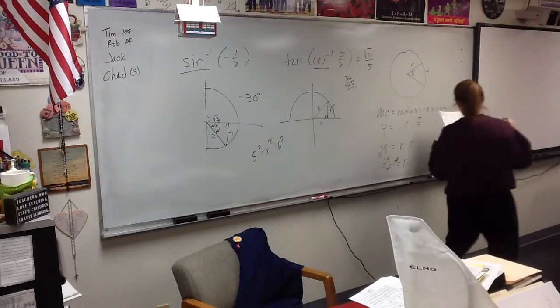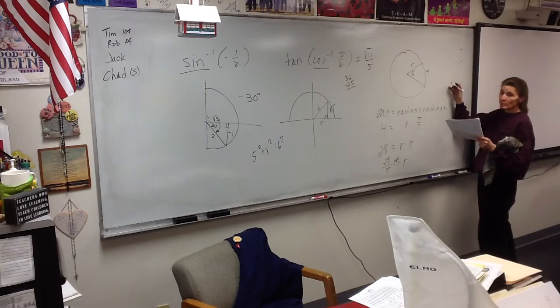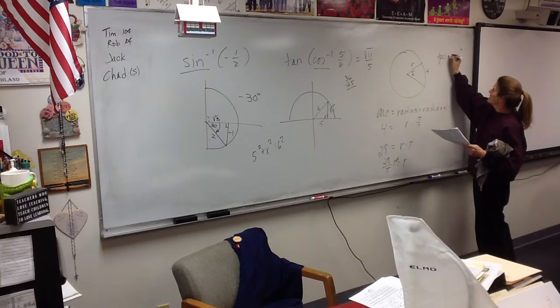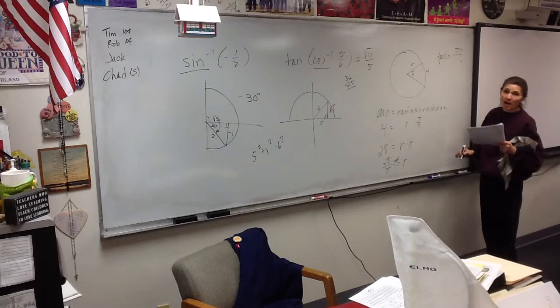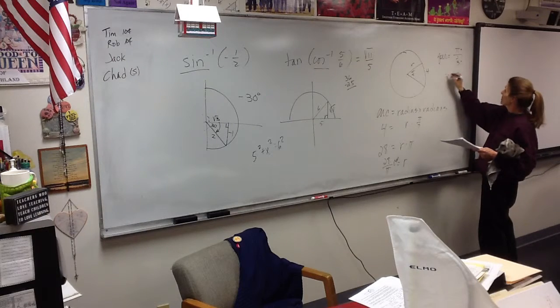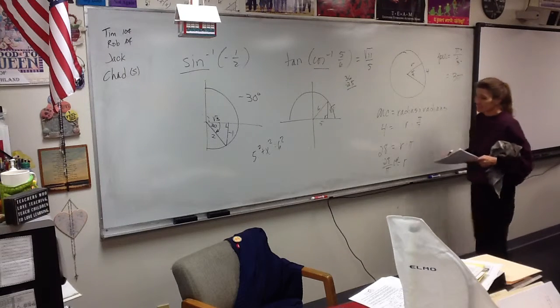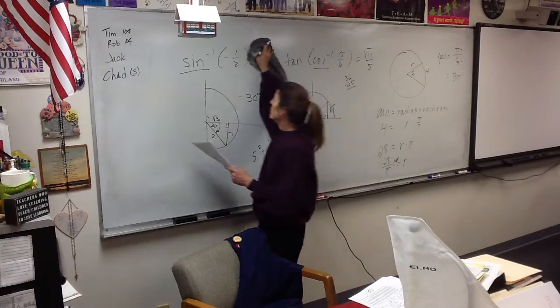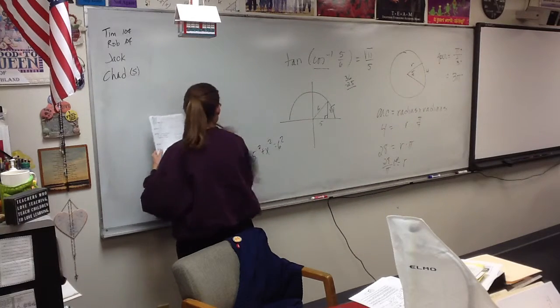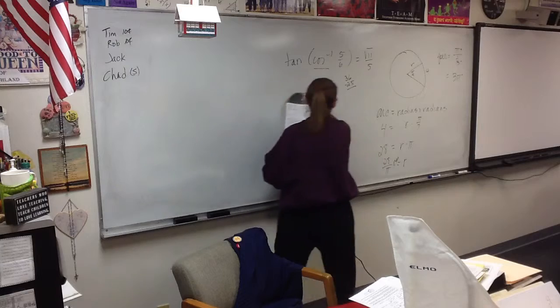Number 7, what is the period of this cotangent? The period of any tan and cotan starts out at pi. We're dividing by 1/3, so your period is pi divided by 1/3, that is 3 pi.